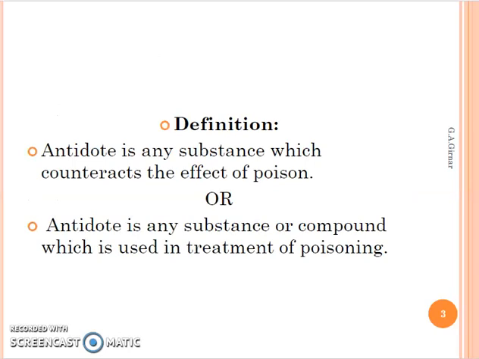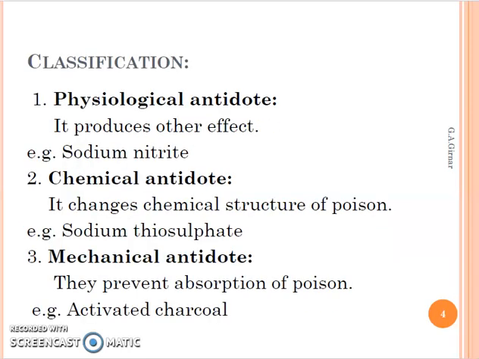First we will start with the definition. An antidote is any substance which counteracts the effect of poison. Simply we can say that an antidote is any drug or inorganic compound which is used to treat the poisoning condition. Another definition: an antidote is any substance or compound which is used in the treatment of poisoning to stop the poisoning. The substance or drug which we can use can be known as an antidote.